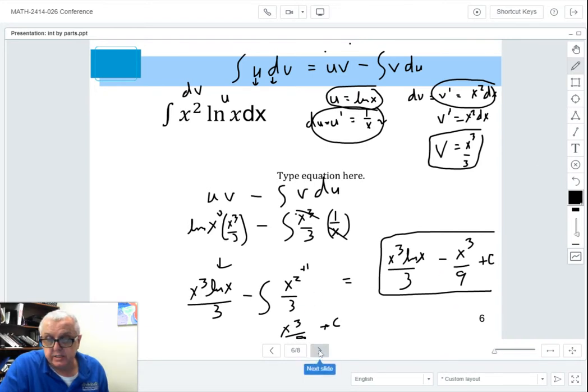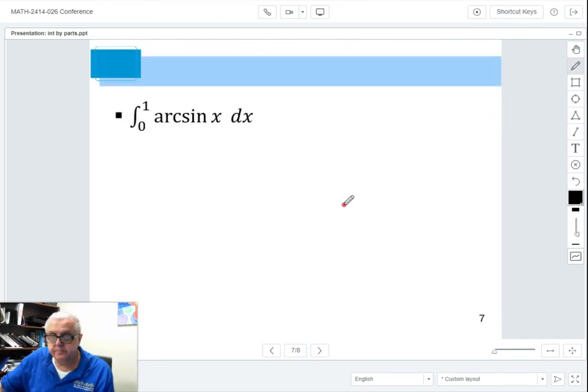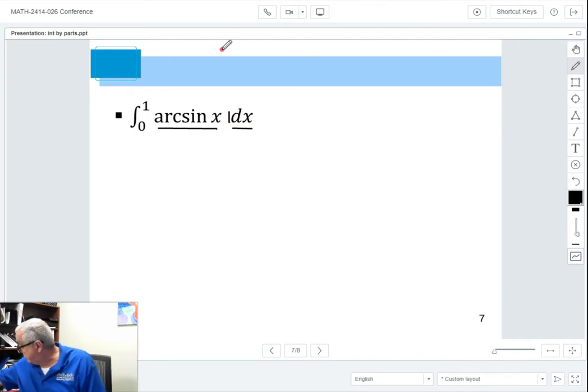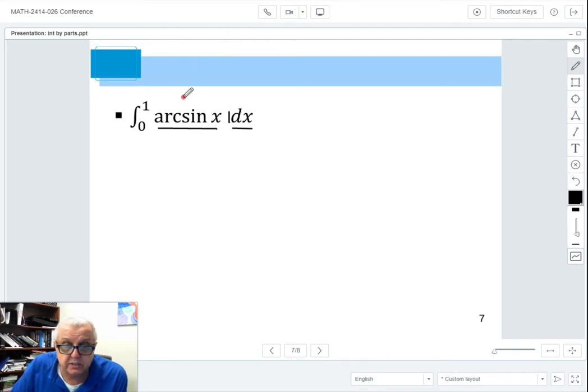All right, let's look at the last problem. And here we're integrating from 0 to 1. Now, if you notice, we have arc sine x, and there's no second term that's multiplying. We can use a 1 in front of this dx for the second term. So I'm going to call arc sine x u, and I'm going to call this the dv.